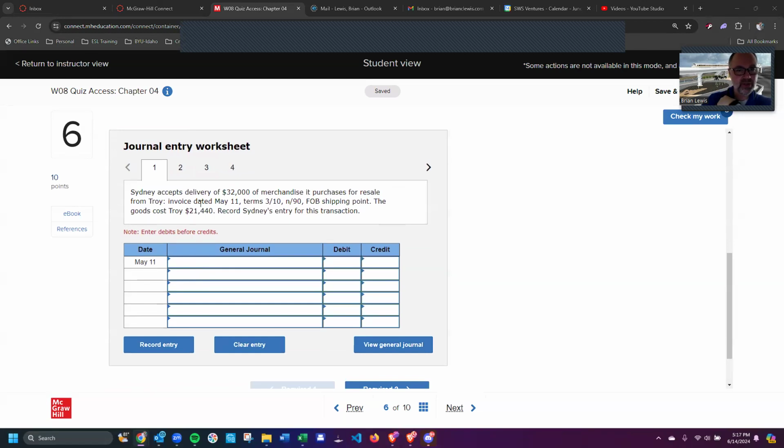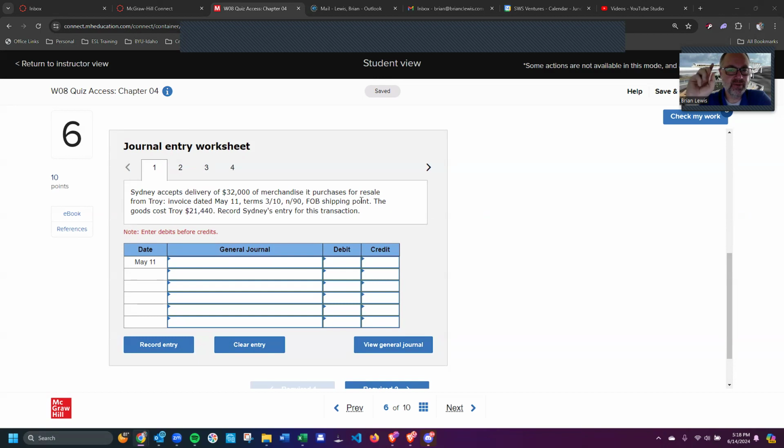Sydney accepts delivery of $32,000 of merchandise it purchases for resale from Troy. So we're focused on Sydney. Invoice dated May 11th, terms 3/10, n/90, that means 3% discount if paid within 10 days. Otherwise, net, meaning the gross or the invoice amount to be paid within 90 days. And it's FOB shipping point, so free on board shipping point.